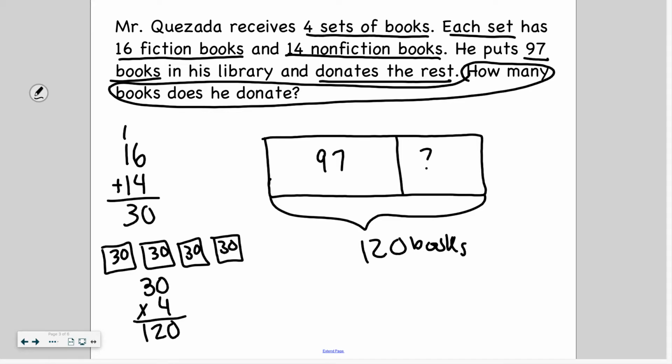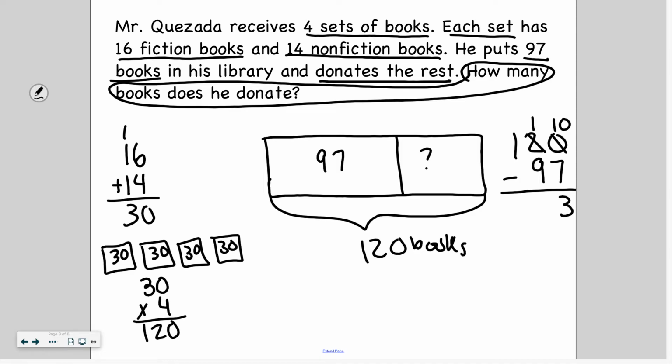So I found out the first part that I didn't know. How many books does he actually have? So I know he puts 97 in his library and he donates the rest. So I'm going to subtract to find that out, right? I know the part, I know the whole, I need to find out the missing part, so I'm going to subtract to find that difference. So 120 minus 97. Well, I can't subtract 7 from nothing, so I'm going to regroup, take away a 10, give it to the ones place. 10 minus 7 is 3.